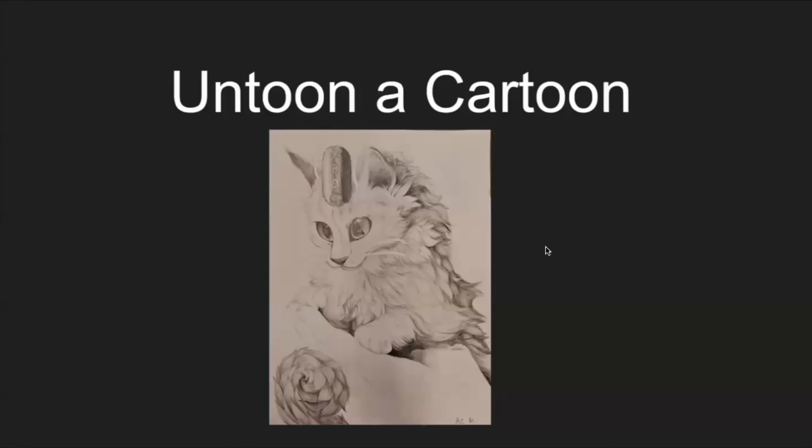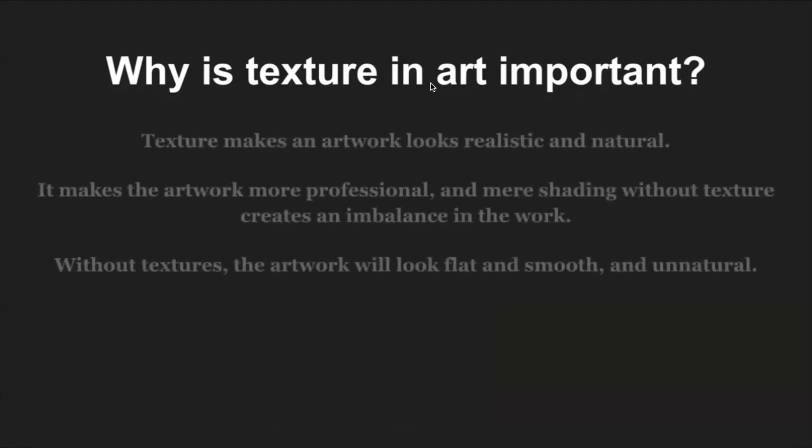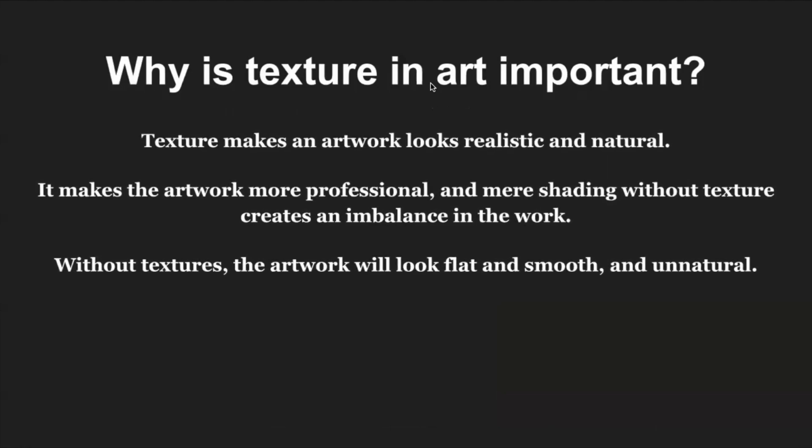All right, so this is the presentation of how to untoon a cartoon. And how we're going to look at this is through the use of texture. And we have to think about why we want to be able to use texture efficiently. Here are the reasons. Texture makes artwork look realistic and natural. It makes artwork more professional, and mere shading without texture creates an imbalance in the work. Without textures, the artwork will look flat and smooth and unnatural.